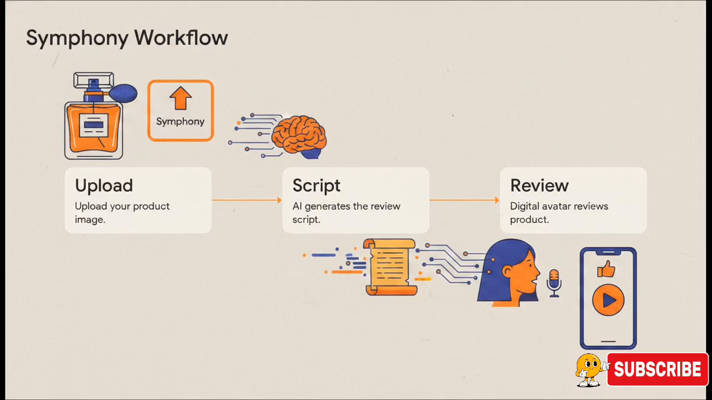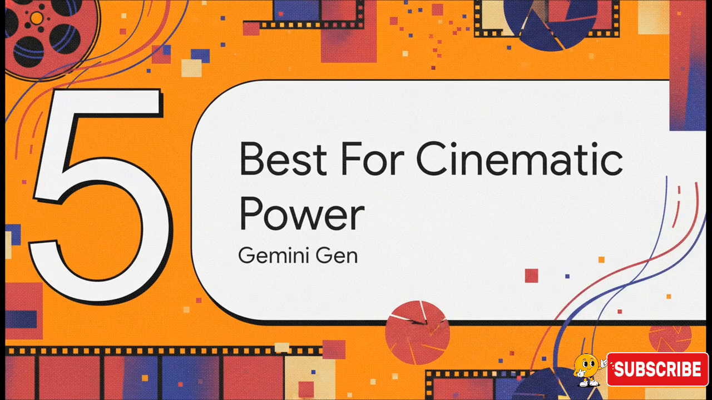And the workflow? It's absolute magic for beginners. Picture this. You've got a photo of, say, a bottle of perfume. You just drop that image into Symphony. The AI automatically writes a script about it, perfectly maps the lip sync to a digital avatar, and hands you a completely finished, ready-to-post product review. For free! If vertical social ads or reviews are your thing, there is literally nothing else that comes close to this right now.